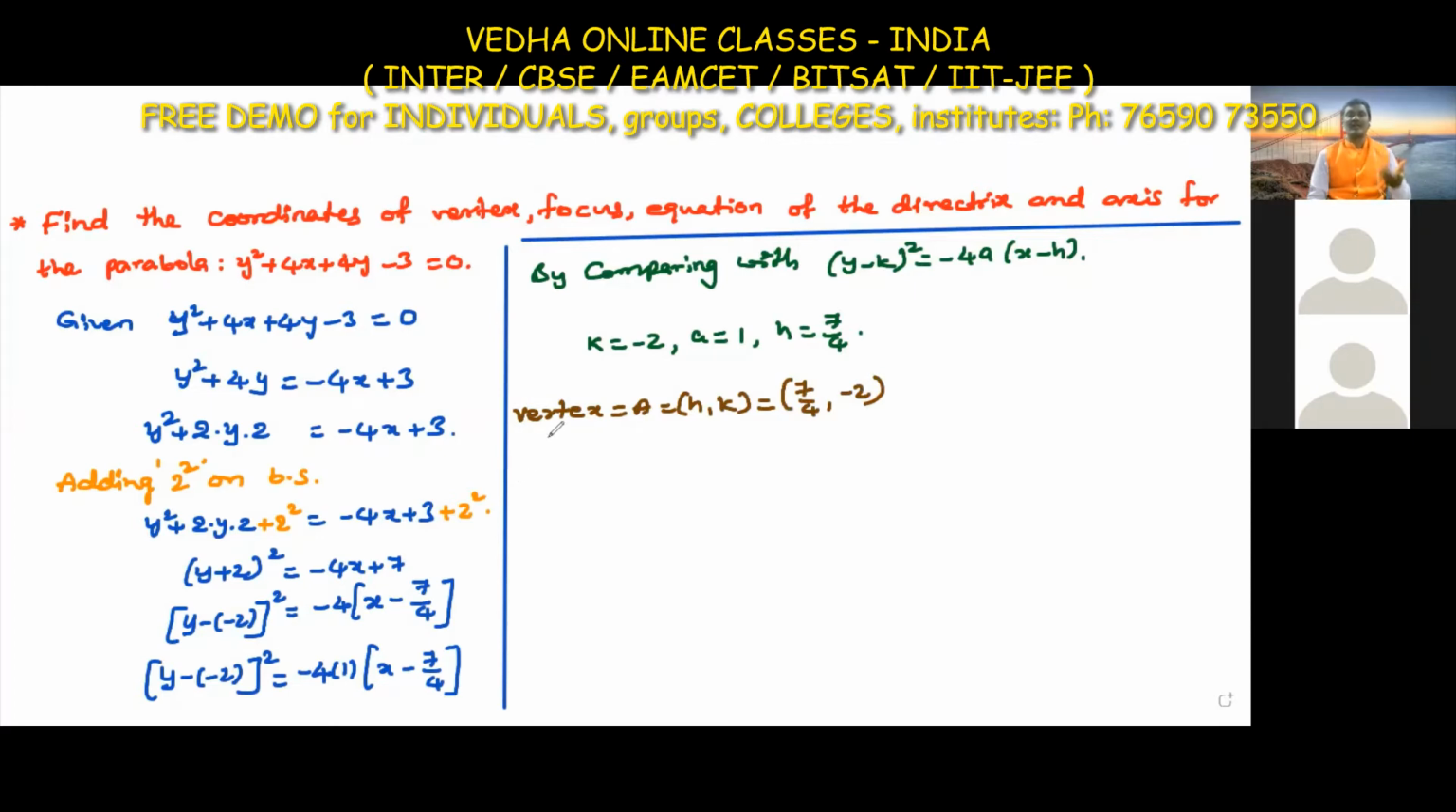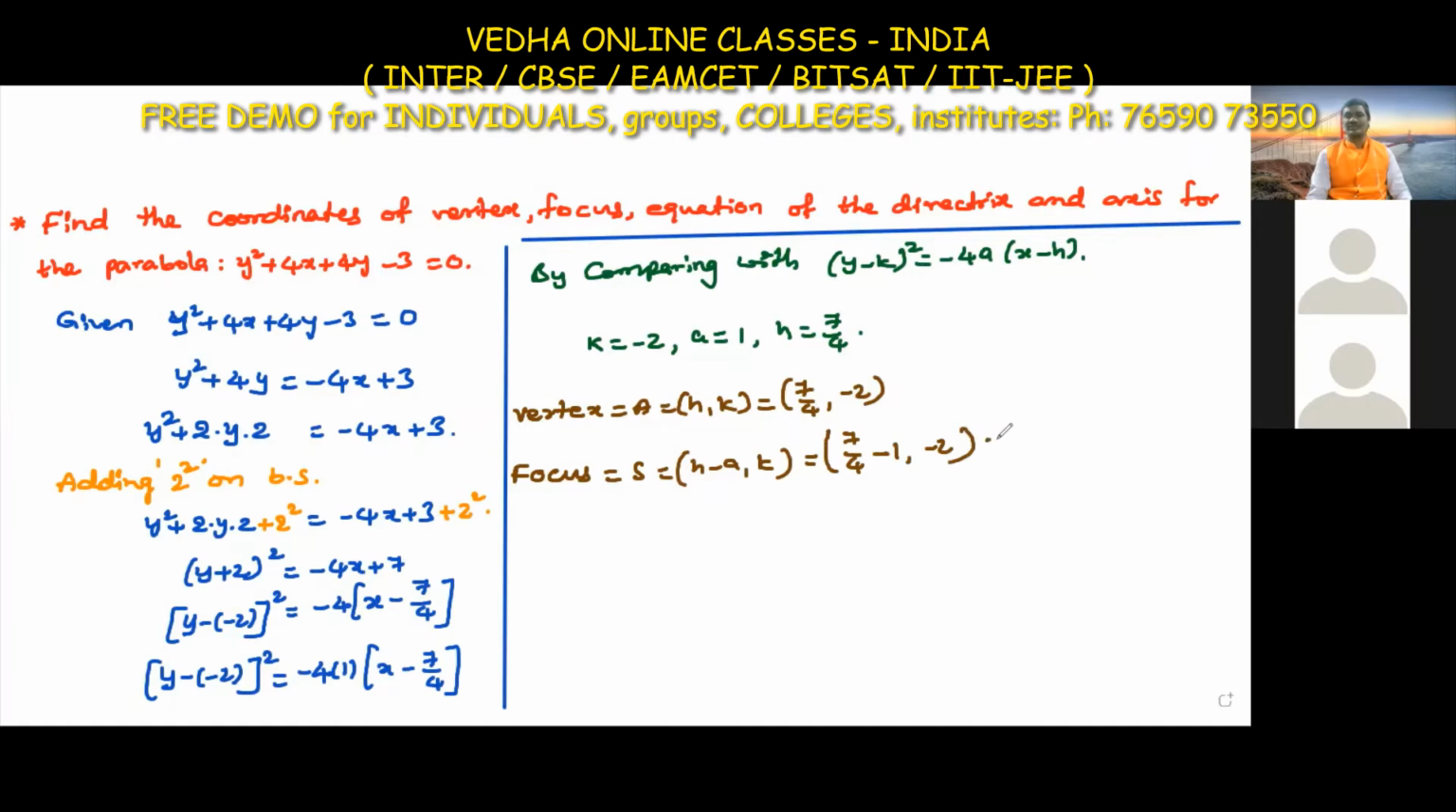Okay, and after the vertex we have to write the focus. What is the focus? Tell me the focus. H minus a comma k. Okay, focus S is equal to h minus a comma k. So subtract a from the h value, and k is as it is. That is nothing but h value is 7/4 minus a, which is 1, comma k. K is as it is, that is -2.